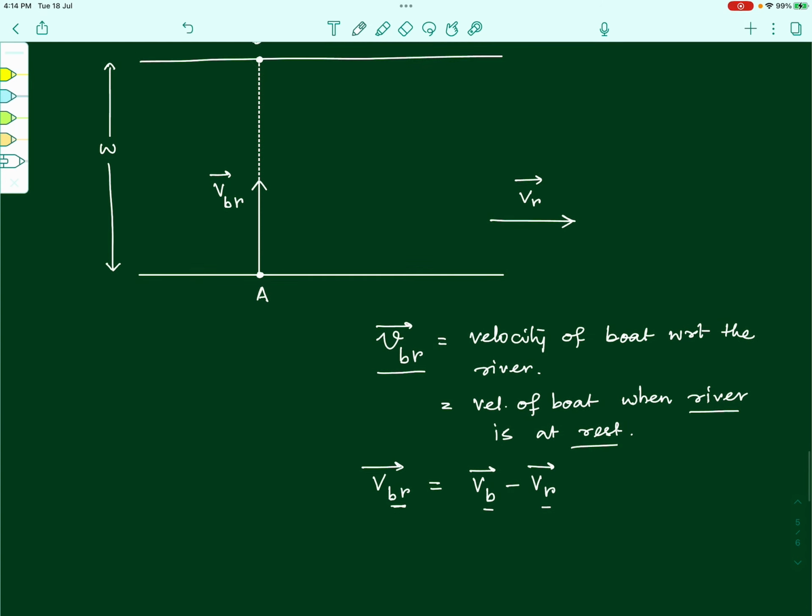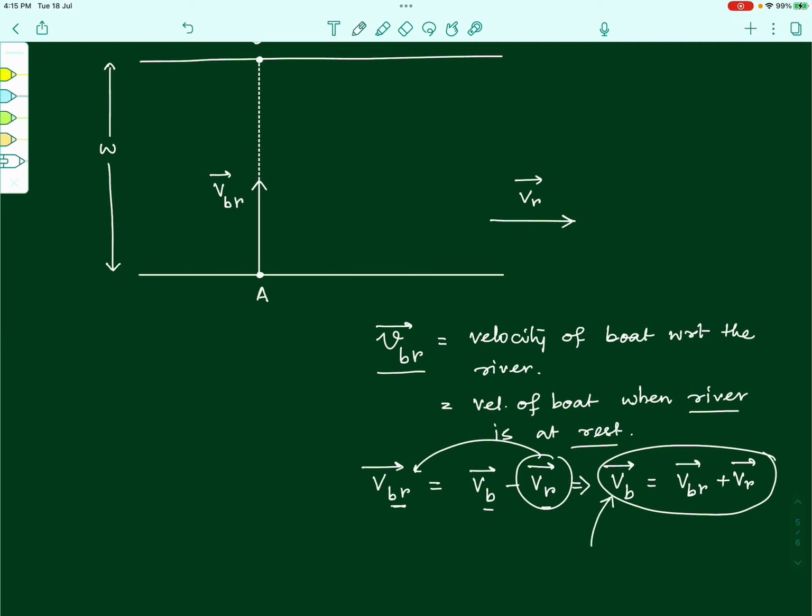Now what is this VB minus VR? From here, can we write VB, the velocity of the boat, is equal to VBR plus VR? What I have done here is I have just taken this term to the left hand side to get the velocity of the boat. So what is VBR? VBR is the velocity of the boat with respect to the river when the river is still, whereas VB is the velocity of the boat when the river is also flowing.